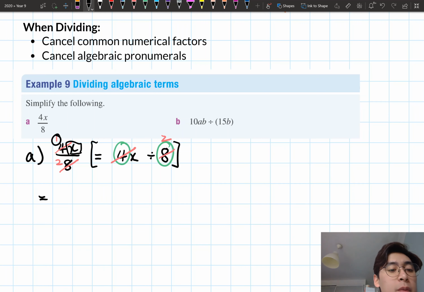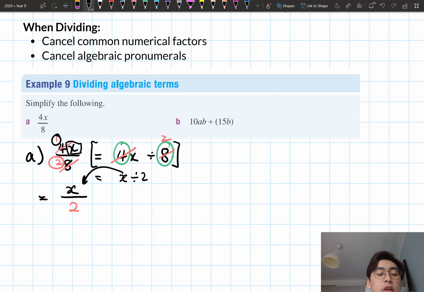So I'm going to have 1 times x, which is just x. We talked about this last lesson when we were looking at like terms, but when we see x by itself, or any pronumeral by itself, it just means 1 times that pronumeral. On the bottom, I'm going to divide by whatever's left on the bottom. If you have a look, what's left on the bottom is just this 2 over here. So I'm going to have x over 2. Now, if I did it over here, that's the same as x divided by 2. I just like writing it in this form as a fraction. When you're writing division, you usually write it as a fraction.